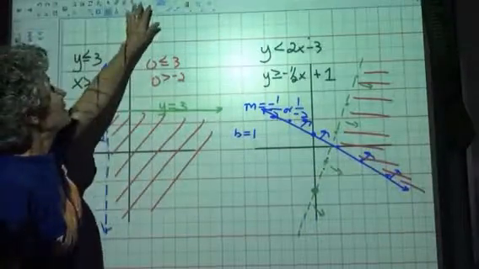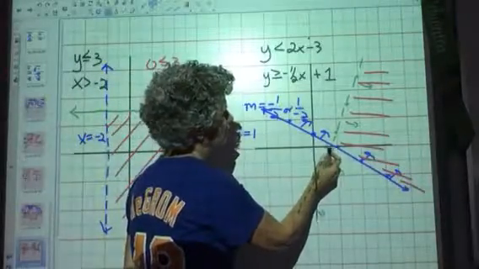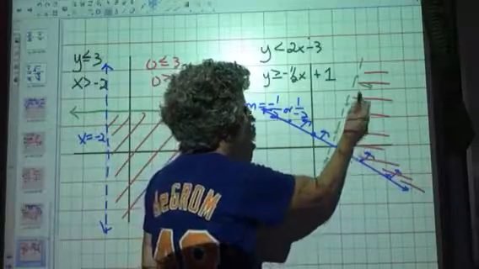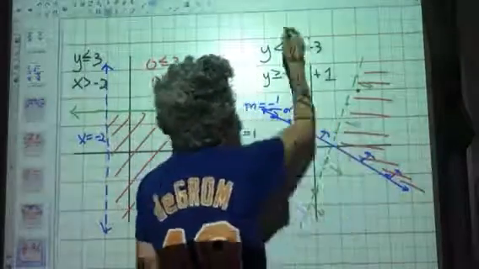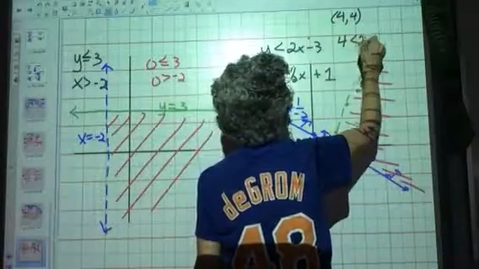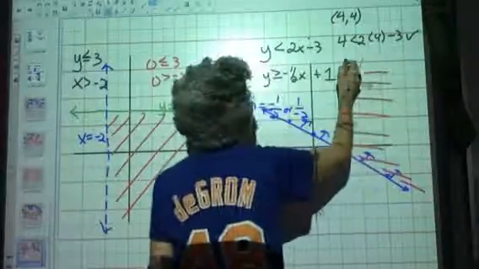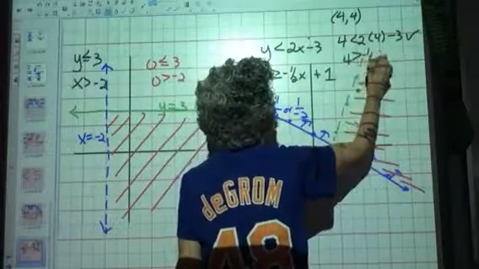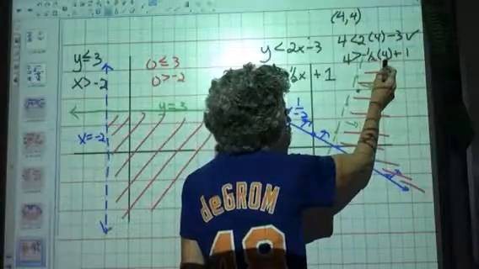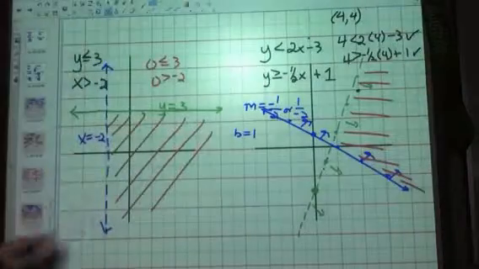Okay, to be safe, you can test a point that's in that region. It helps if the x and the y are the same. So let's try 4, 4. Is 4 less than 2 times 4 minus 3? 8 minus 3 is 5, yeah, that's true. And is 4 greater than negative half of 4 plus 1? Negative half of 4 is negative 2 plus 1 is negative 1, so yep, that's true too. So it's linear inequalities.